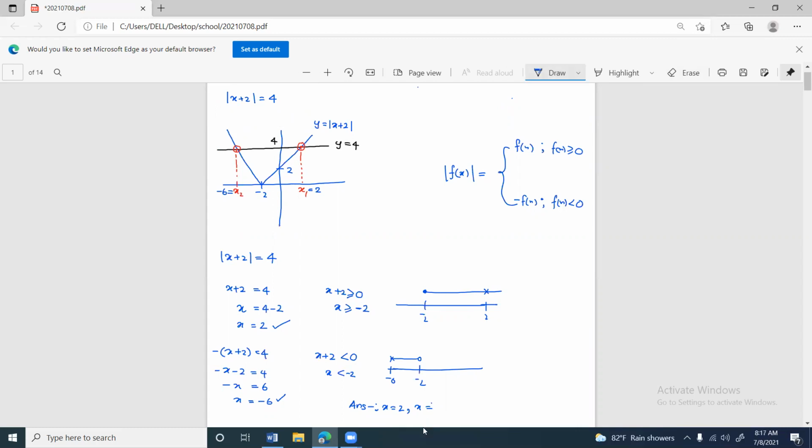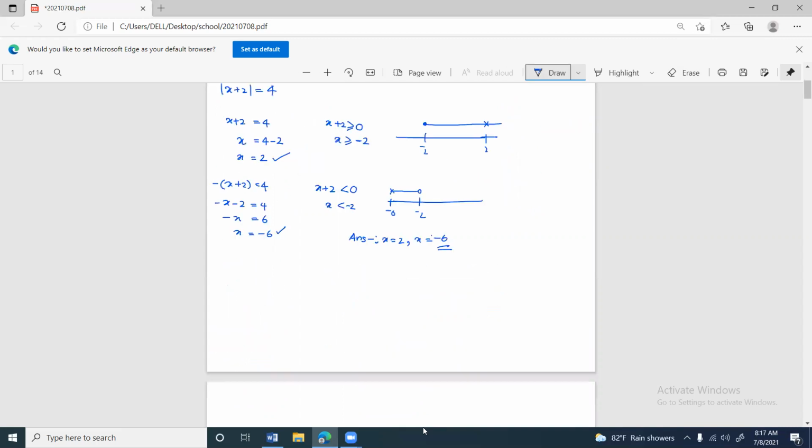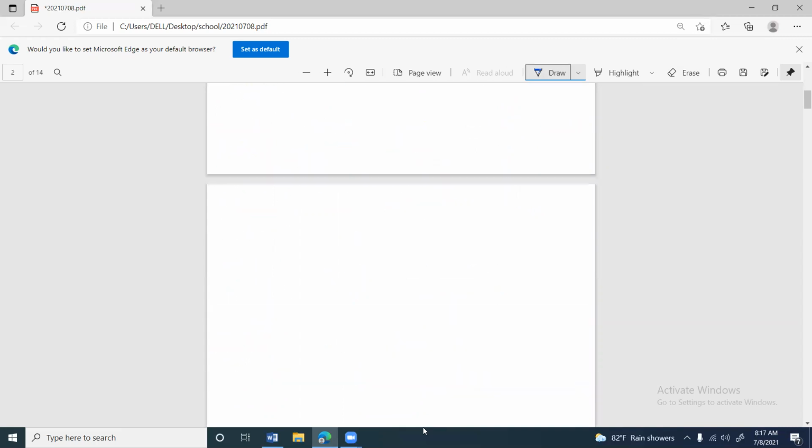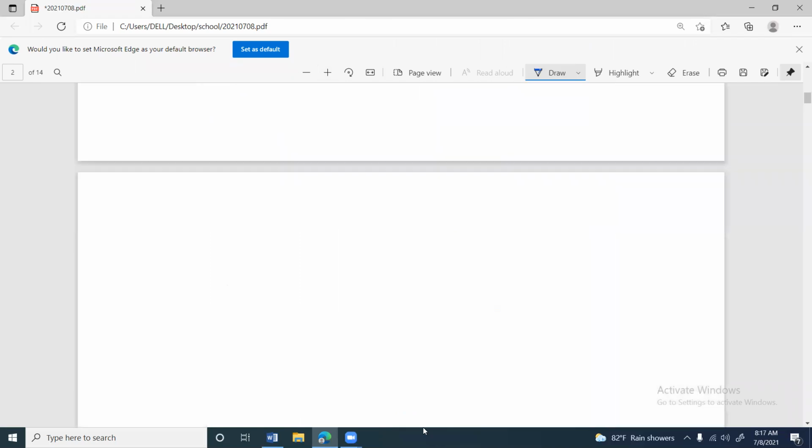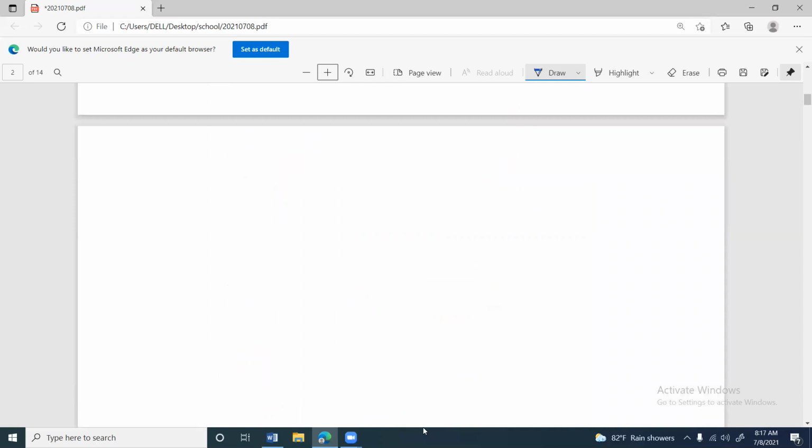It comes with minus 6, right? Okay, that's a way of getting the answer for this question. Now let's come up to another example. Okay, we will go ahead with this. Then we need to solve modulus of 2x plus 1 is equal to x plus 3.